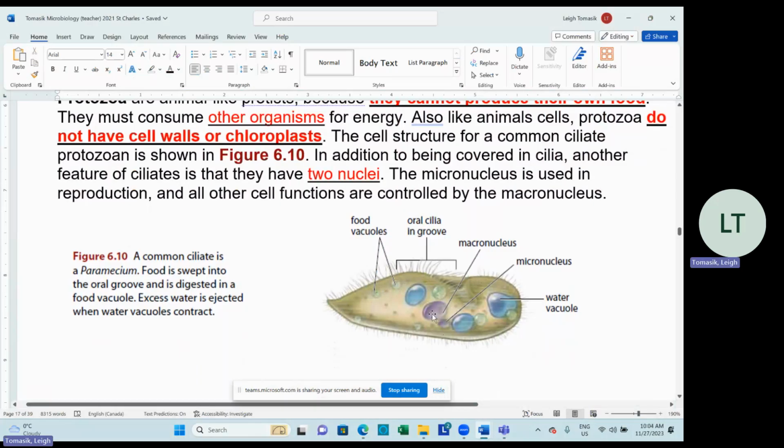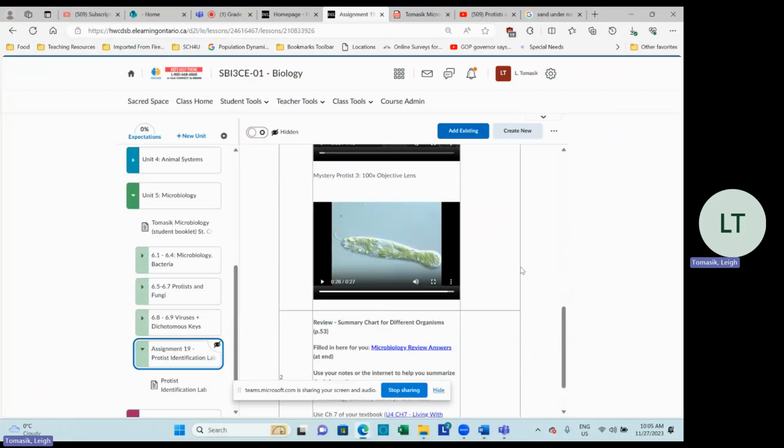Okay, you can see it has two nuclei, a big one that does the normal cell functions, and a little one that sort of controls when it reproduces. It also has some water vacuoles. It's got a cell membrane and an outer layer that is not a cell wall, but is a little bit tougher, called a pellicle. Let's see what this looks like. You want to see how it moves? Probably not, but I'm going to show you anyway.